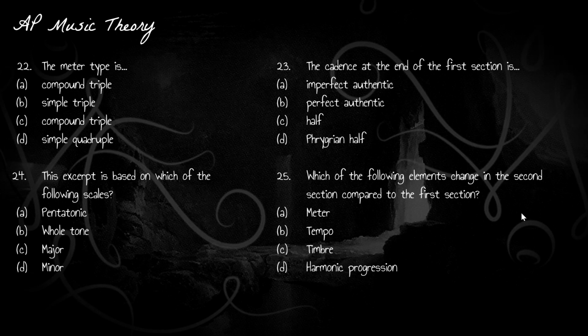Question 22. The meter type is A. Compound duple, B. Simple triple, C. Compound triple, or D. Simple quadruple. Question 23. The cadence at the end of the first section is A. Imperfect authentic, B. Perfect authentic, C. Half, or D. Phrygian half. And 24. This excerpt is based on which of the following scales? A. Pentatonic, B. Whole tone, C. Major, or D. Minor.